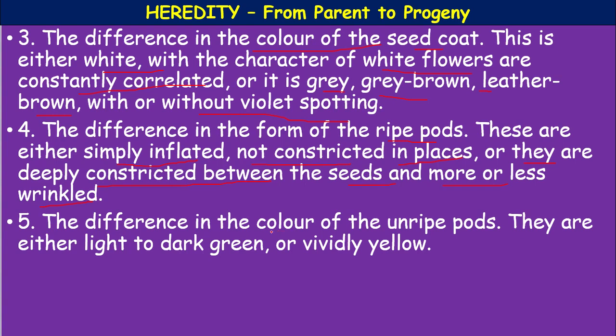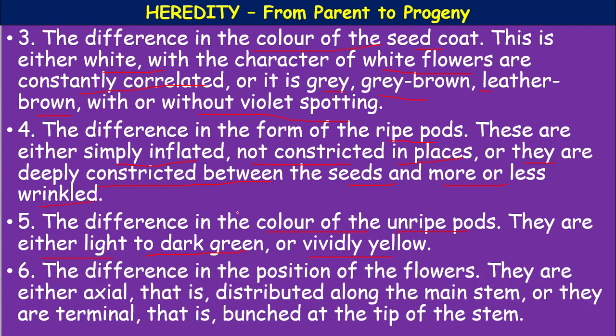The difference in the color of the unripened pods: they are either light to dark green or vividly yellow. These are all the observations of Mendel. The difference in the position of the flowers: they are either axial, that is distributed along the main stem, or they are terminal, that is bunched at the tip of the stem. These are all the observations he mentioned in his research paper.